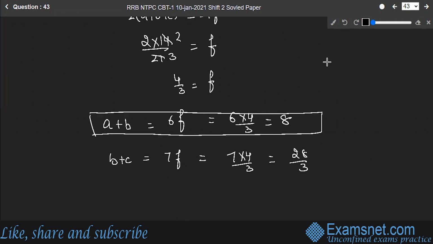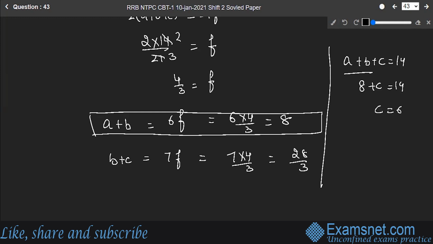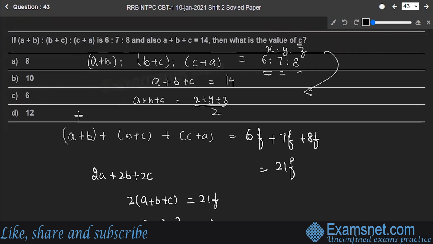We know one thing, that A plus B plus C is equal to 14. A plus B is equal to 8. So C comes out to be 6. That's it. We wanted the value of C. We got it. Option C is the correct answer.